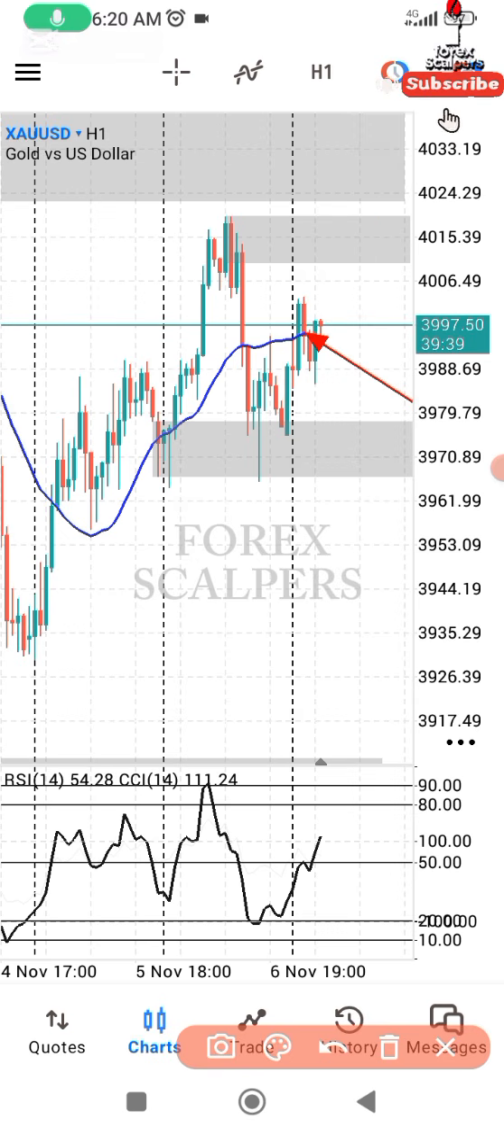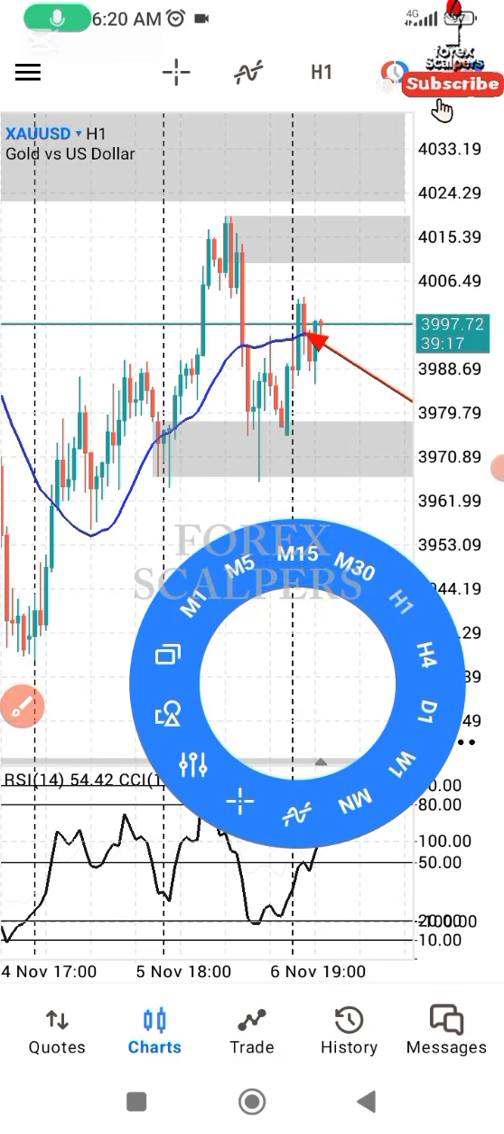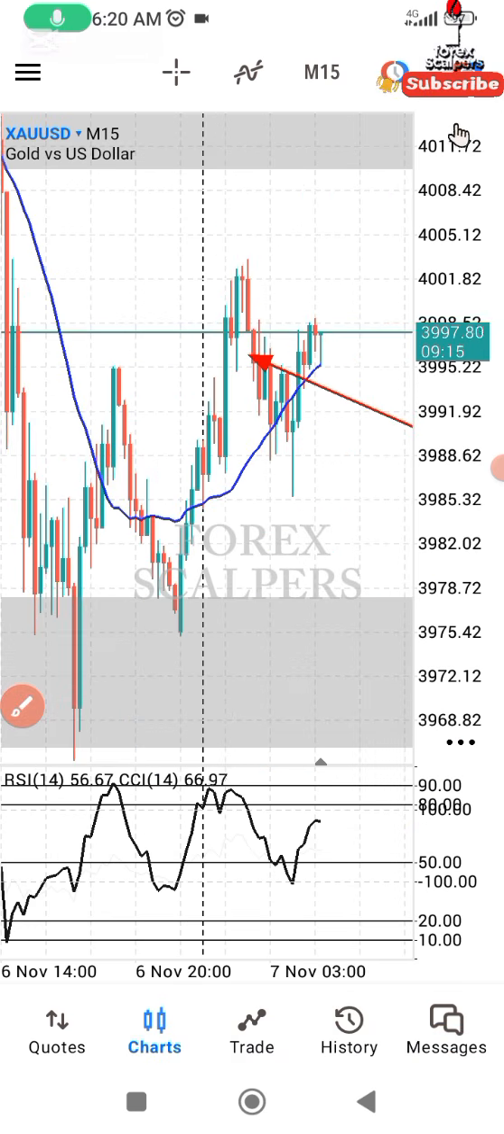And already, if we look at our 1 hour, CCI should be crossing 50. This is mandatory. Your CCI line should be above 50 from your 1 hour time frame, but not up to 80 and 90. Once that is established, you move to your 15 minutes.